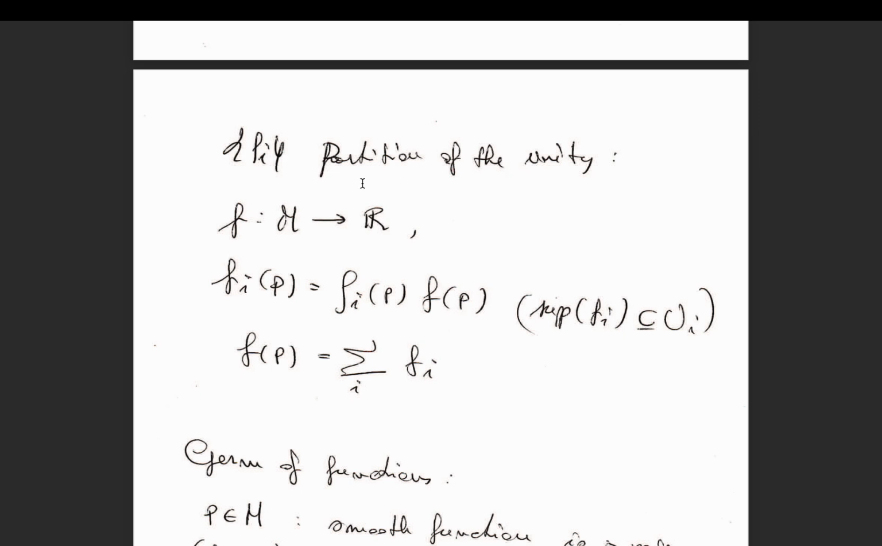Really interesting because, for example, if we have a real valued function f, we can construct the functions f_i by multiplying f with rho_i. Those are functions with support contained in U_i, and f is obviously equal to the sum of these f_i. So we have localized f as the sum of functions with support inside the open sets defining the covering.